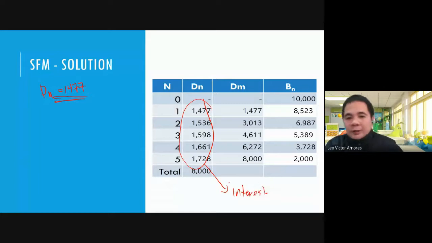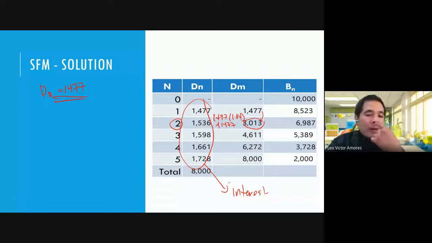So number 1, what is the accumulated depreciation on year 2? That would be the 1477 times 1.04, because it compounds for 1 year, plus 1477. That will give you a value of 3013.